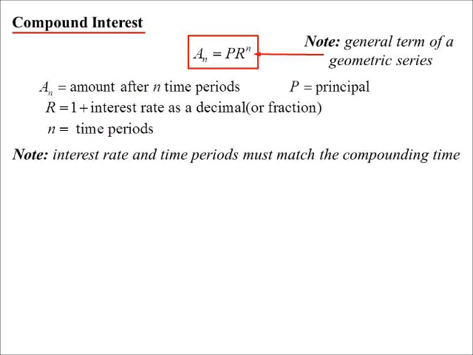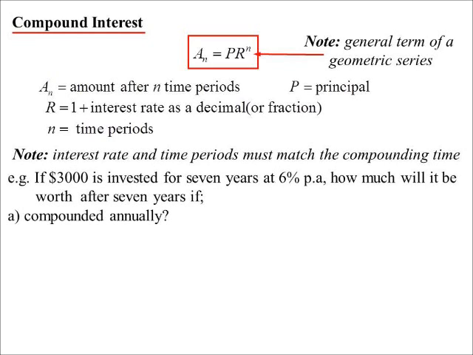With compounding, the one thing we have to be careful with, though, is that our interest rates and our time periods must match up. So if one's quoted as per annum, then we put the time in as years. If they compound it monthly, then we've got to put the time in months and the interest rate in months, and so on. So same question, but this time what would have happened if I compounded annually?